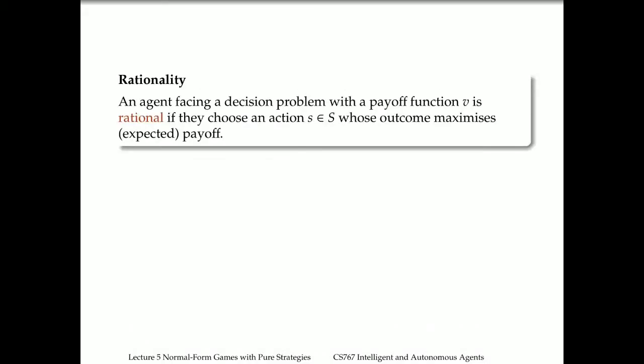And one other thing, like what I've said, we always assume that the agents are rational and they make decisions solely based on their own interest. We can capture this by the notion of rationality. An agent facing a decision problem with a certain payoff function is rational if they choose an action whose outcome maximizes the expected payoff. Notice that the payoff is not necessarily just in terms of monetary reward. It can be a combination of many factors. But the agent is rational if it's always aiming to maximize its own payoff.